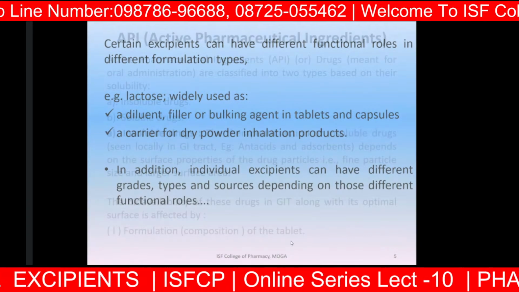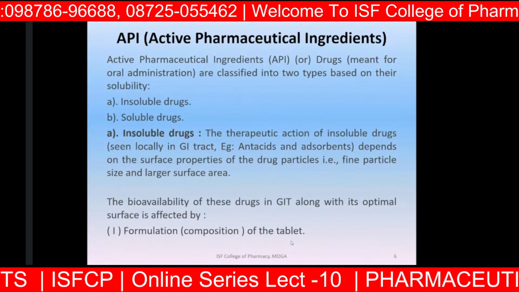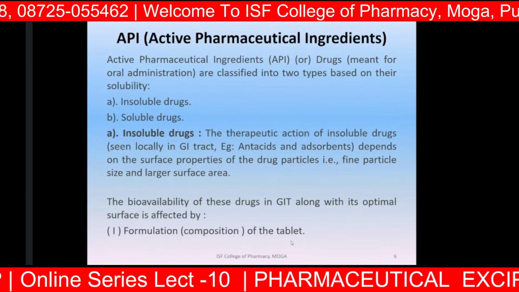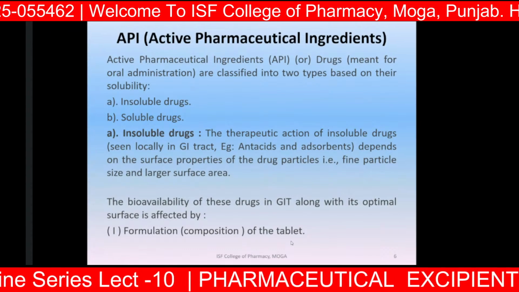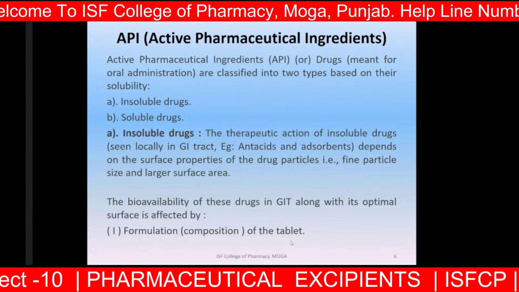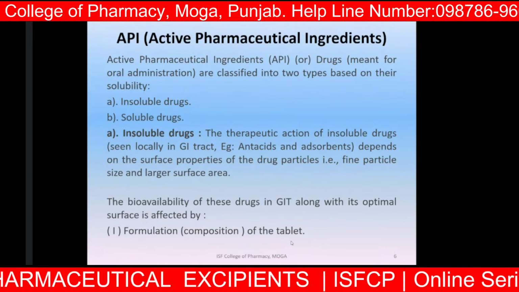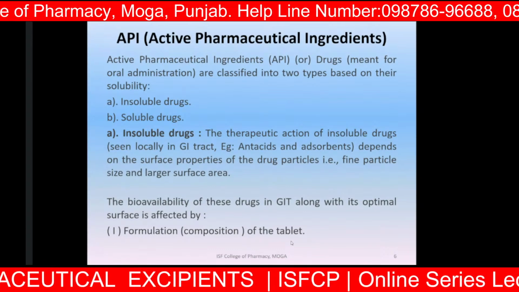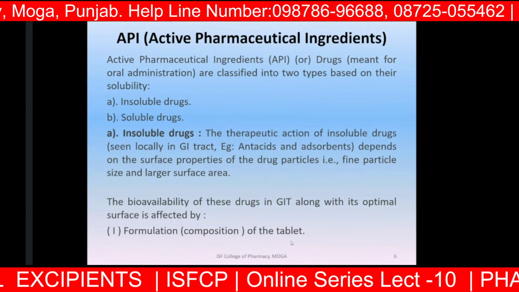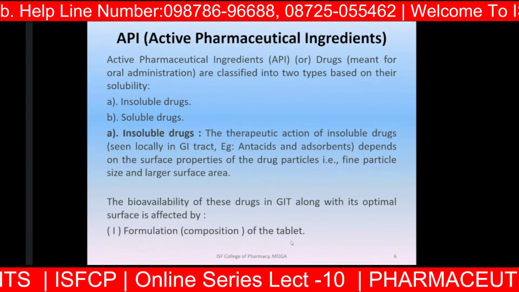If we are making any type of formulation or dosage form, two main ingredients play an important role. First is the active pharmaceutical ingredient, or API, and second is the excipient. APIs are classified into two types based on their solubility: insoluble drugs or soluble drugs. The therapeutic action of insoluble drugs depends upon the surface property of the drug particle, that is fine particle size and large particle size. So insoluble drugs are one parameter of the classification of the API.